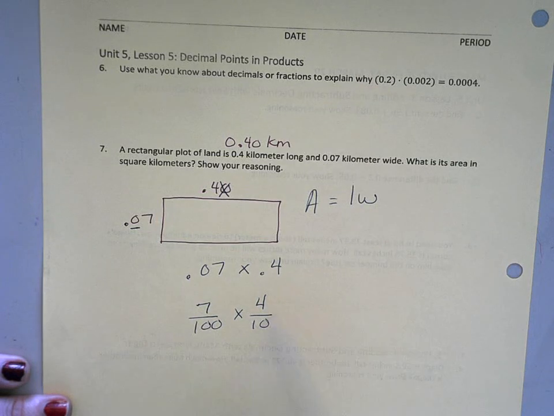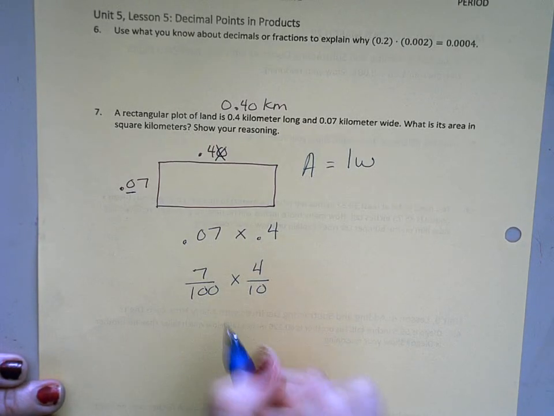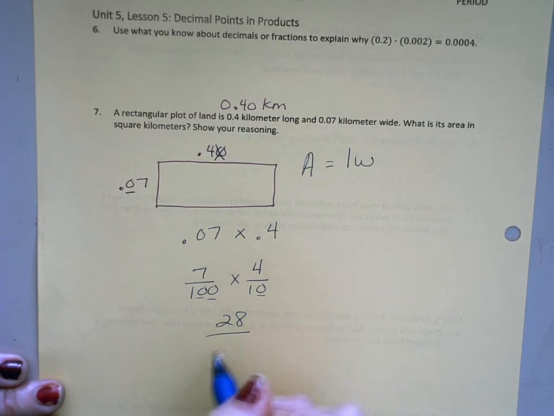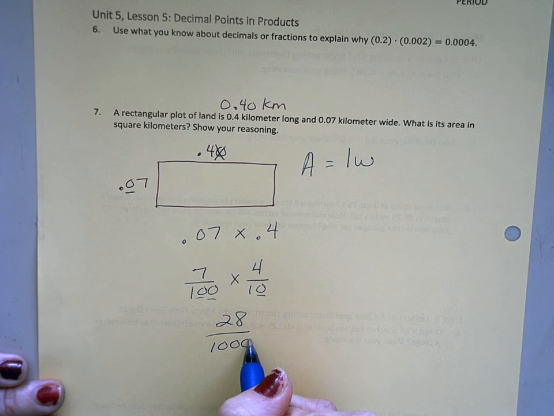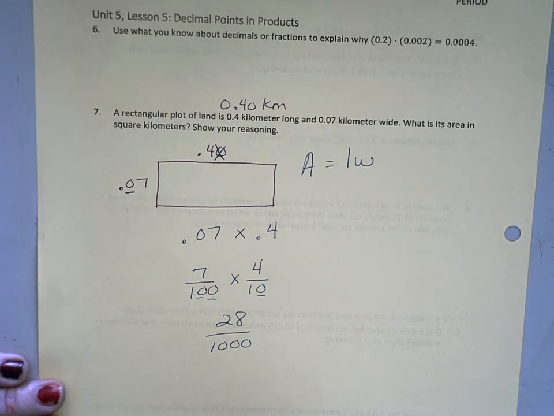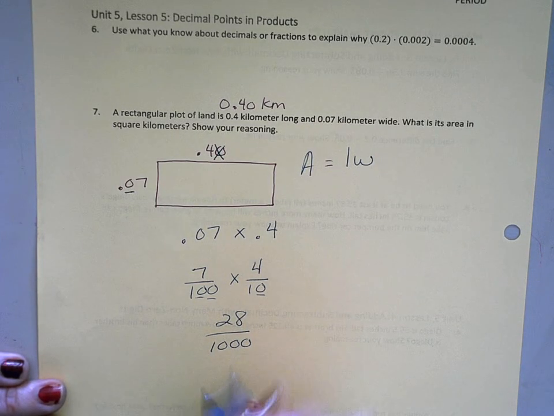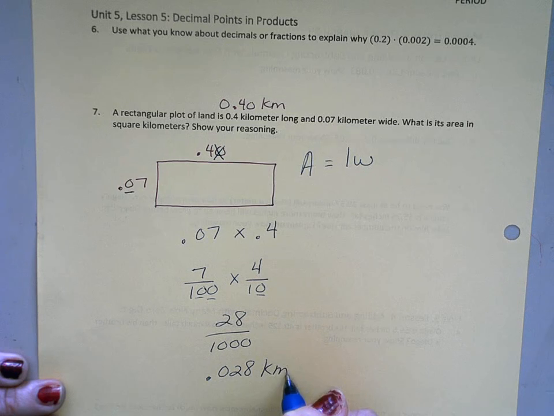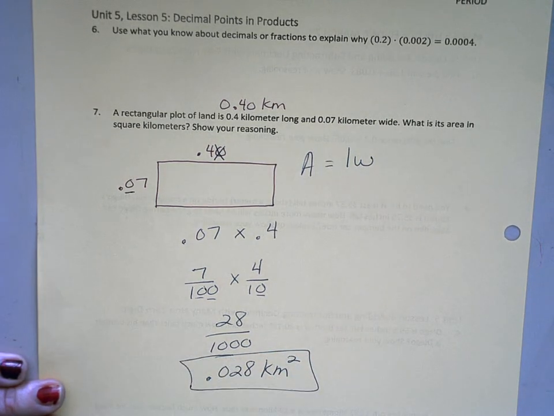So when I multiply the numerators, just like last unit on multiplying fractions, 7 times 4 is 28, and then 100 times 10 would be 1,000. And then I want to write that answer as a decimal, so 28 thousandths would be tenths, hundredths, thousandths: 28 thousandths kilometers, and it's area, so it would be squared.